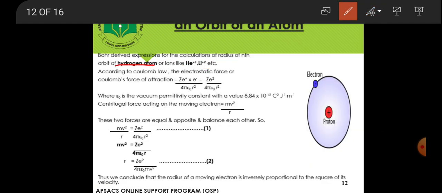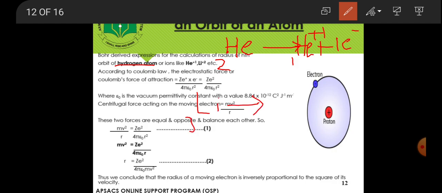We know that, students, hydrogen atom contains one electron. How is this helium ion formed? When helium containing two electrons loses one of its electrons, it is converted into a positively charged He+ ion, and this helium ion contains one electron. Lithium atom contains 3 electrons, and when lithium loses its 2 electrons, it is converted into Li2+ ion, and this lithium ion contains 1 electron.